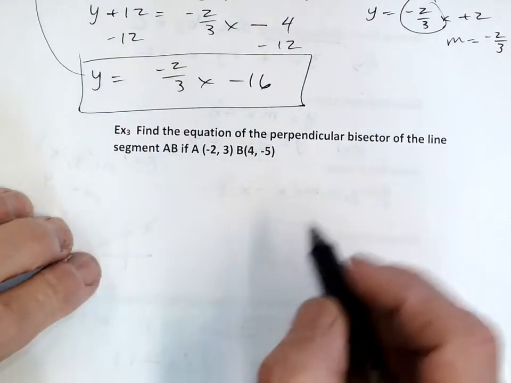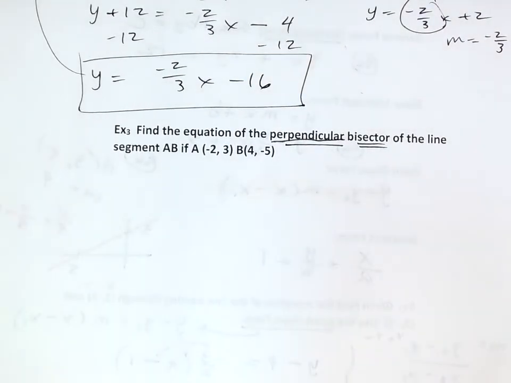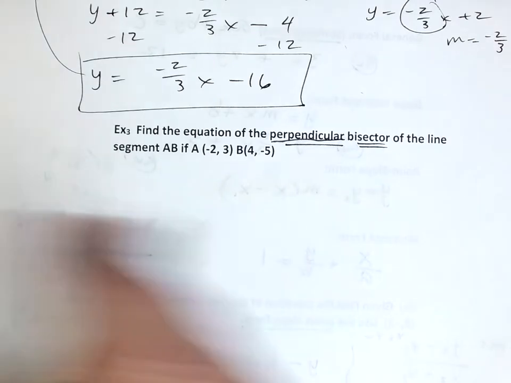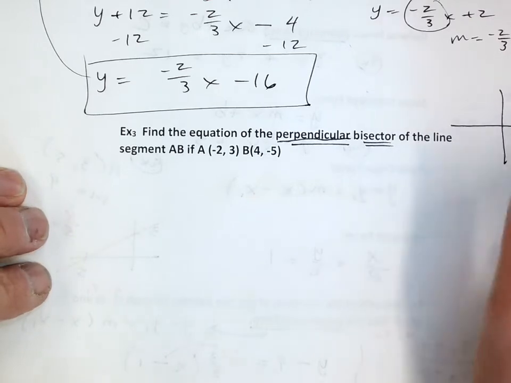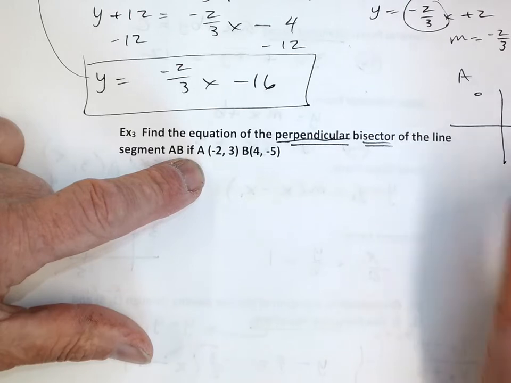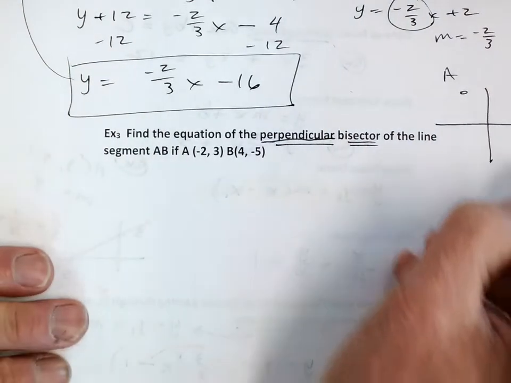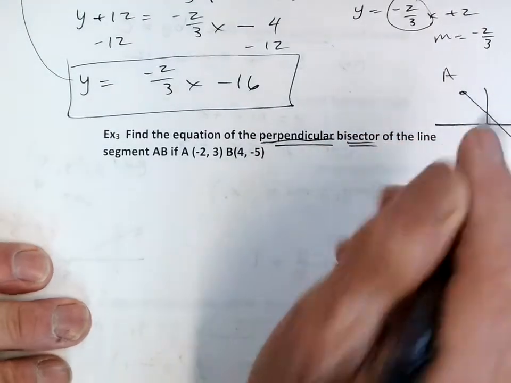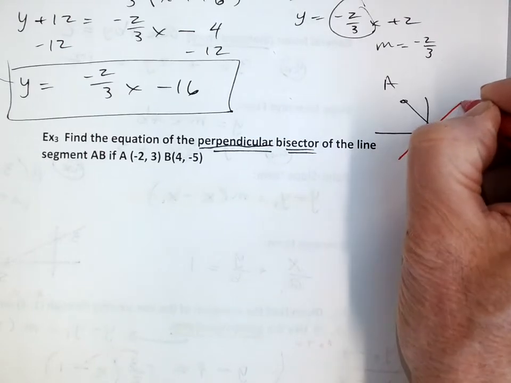So find the equation of the perpendicular bisector. Okay, so I'm just going to draw a rough picture, give us an idea of what's going on. So if I draw a picture, we're going to have AB, which is A at about negative 2, 3, and B at 4, negative 5. Okay, so just a picture of what's going on. So here's AB, and I want the perpendicular bisector. So I want a line that's going to look like this.